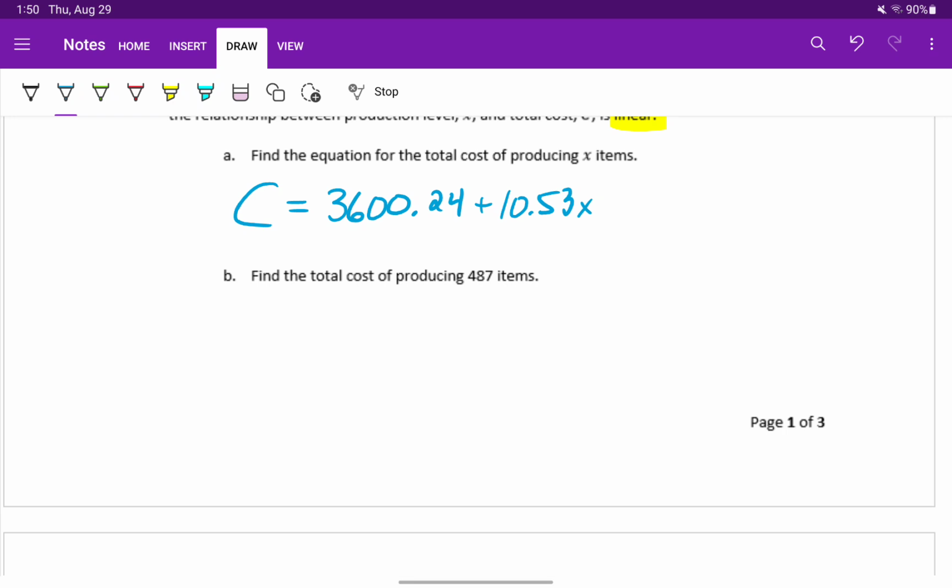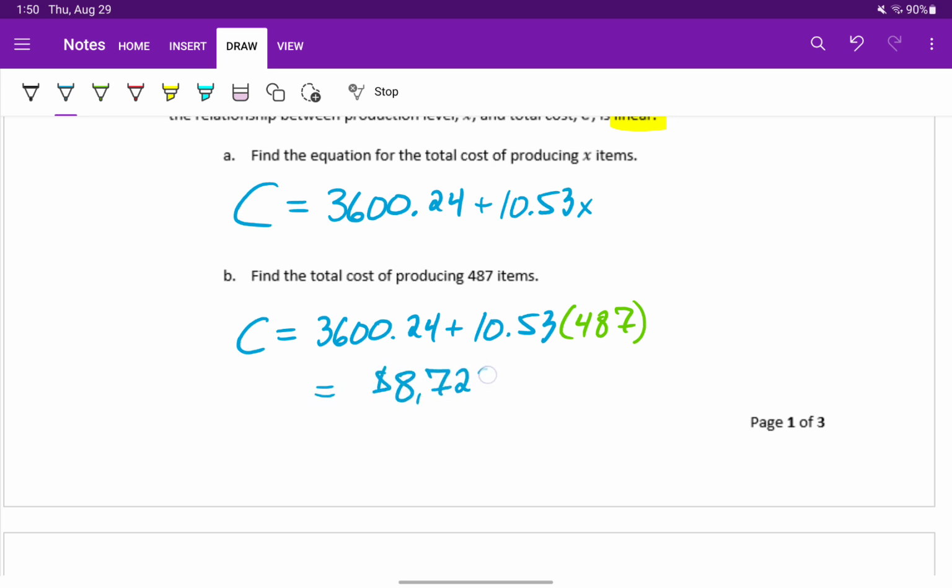And now we can use it to find the total cost of producing 487 items. So we plug in 487 into that cost equation that we generated, and we end up with a result of $8,728.35 as the total cost to produce those 487 units.